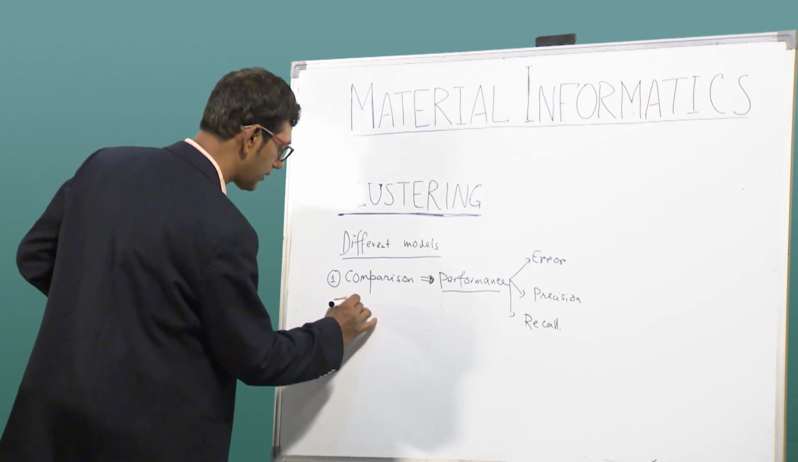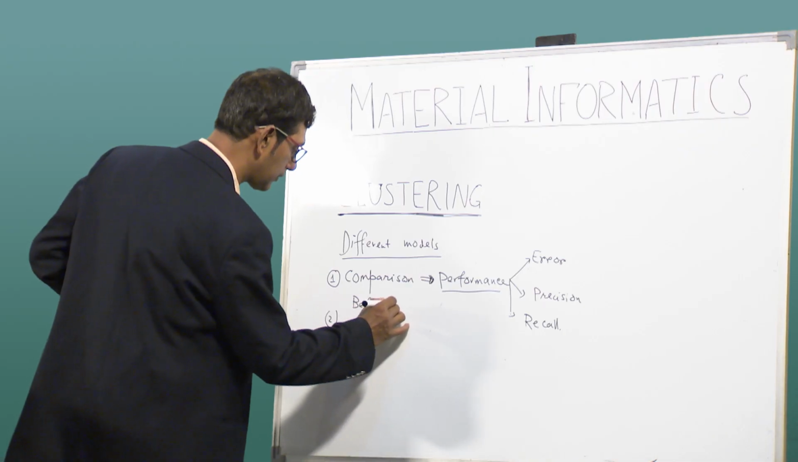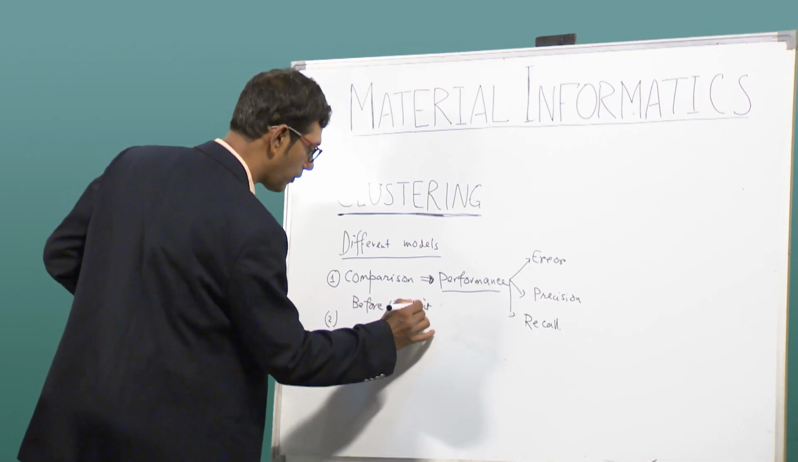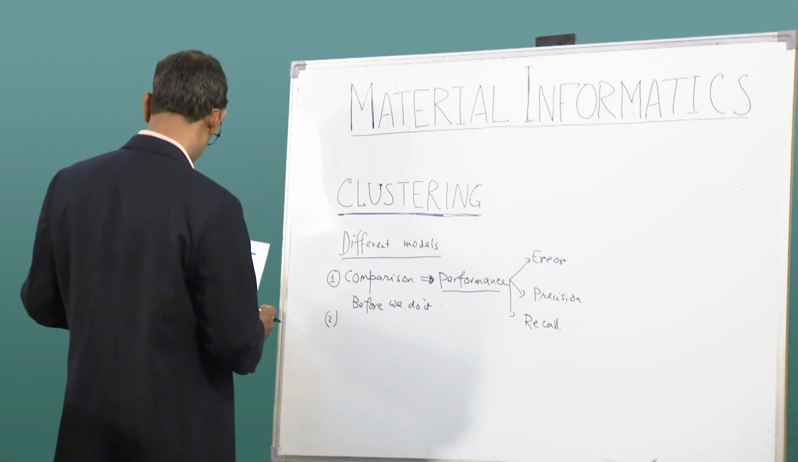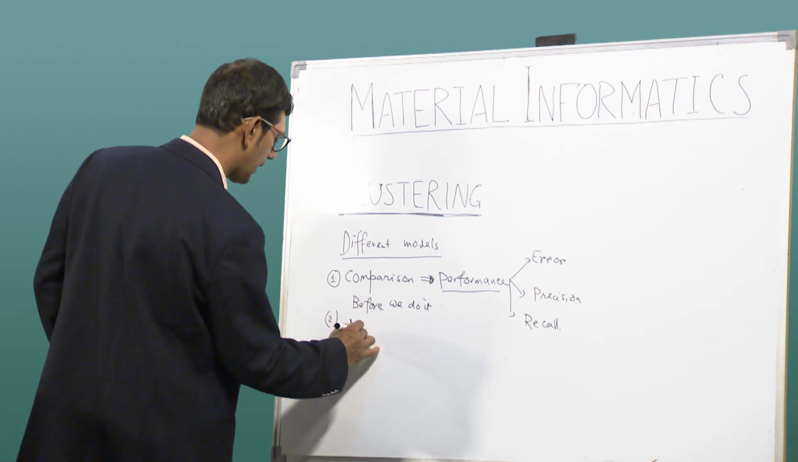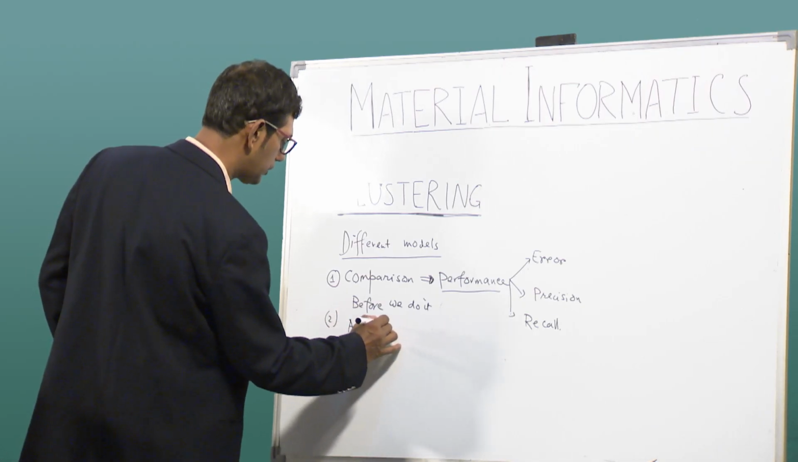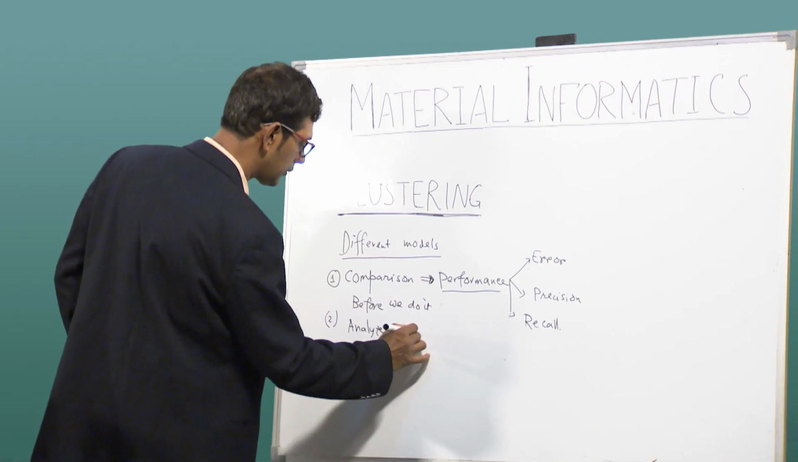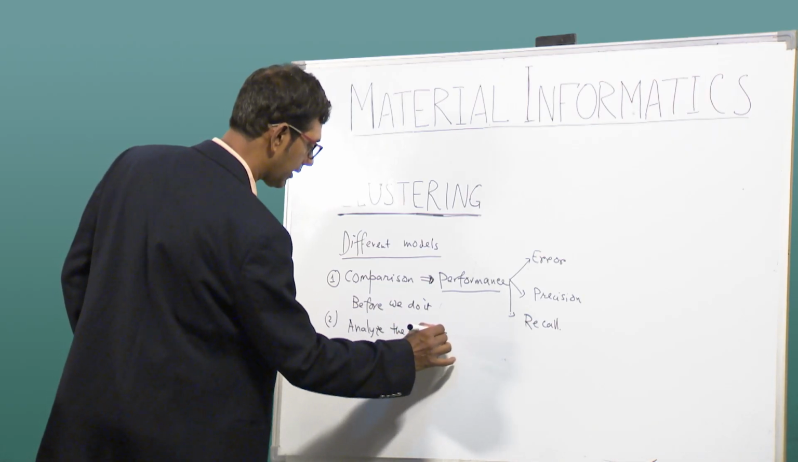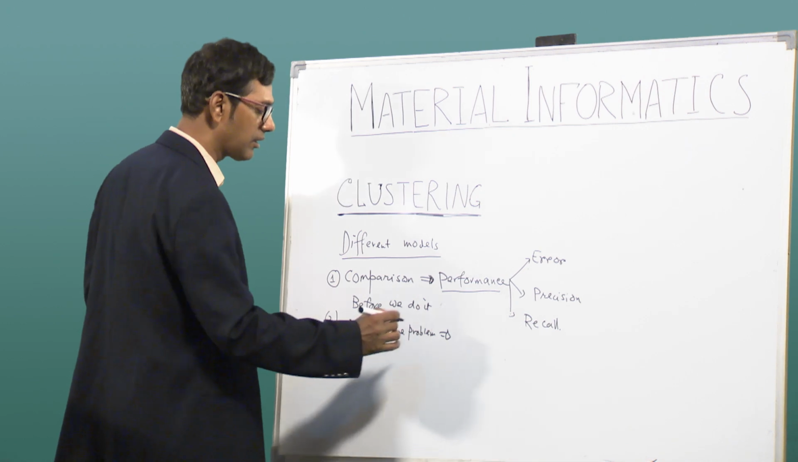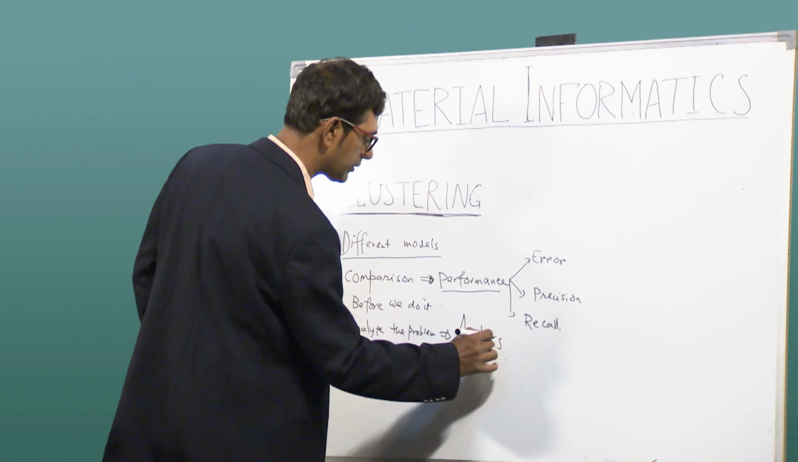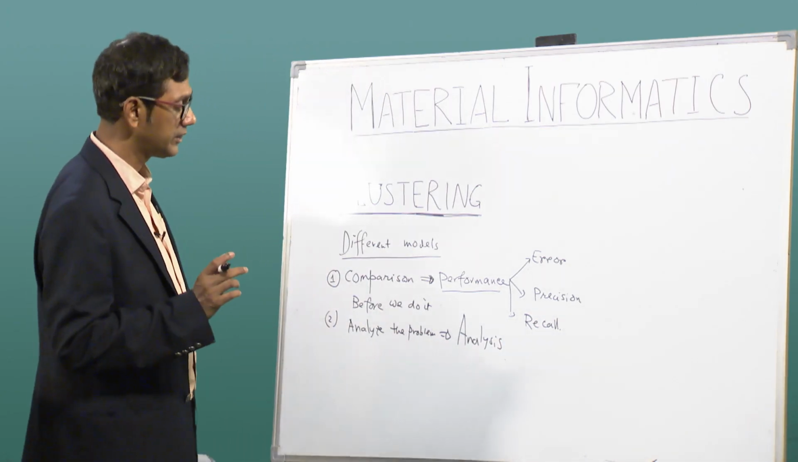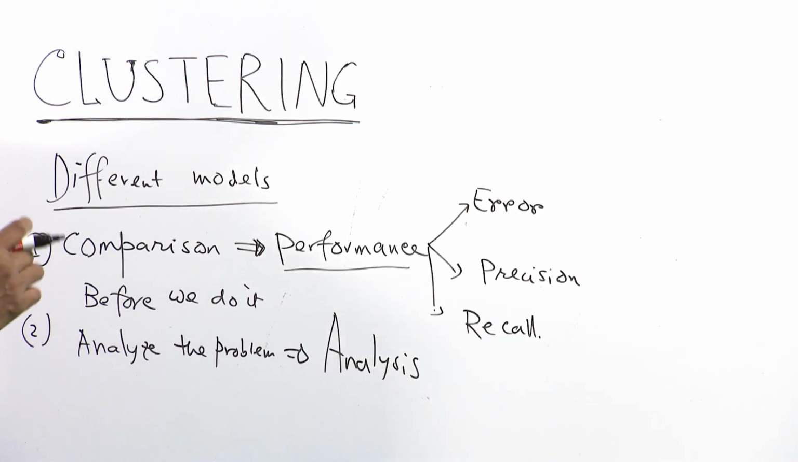So, before you select a model, first you have to also analyze. Before you do this comparison, we have to also analyze the problem which we are handling. Okay. So, that is what is called analysis of the problem, as we call it in machine learning literature. You have to analyze the problem using your own brain. Okay. Do not use computers to do that. You think about what the problem is.